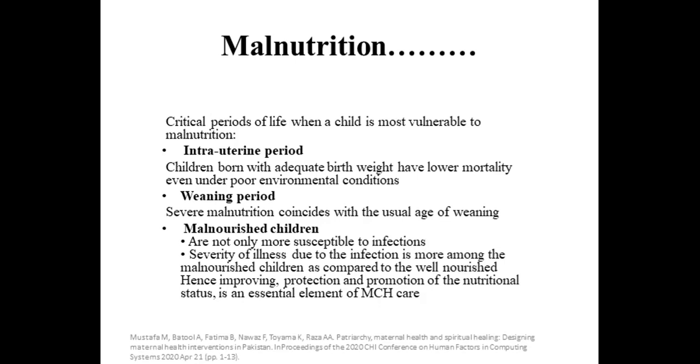Hence, improving the protection and promotion of nutritional status is an essential element of MCH care. No doubt, all age groups are important and vulnerable to malnutrition, but the critical period of life, according to most studies, is the intrauterine period and the weaning period, which includes 1 to 6 months of child growth. It is usually associated with severe malnutrition, and it leads to poor growth and low IQ level if the child is stunted or malnourished.